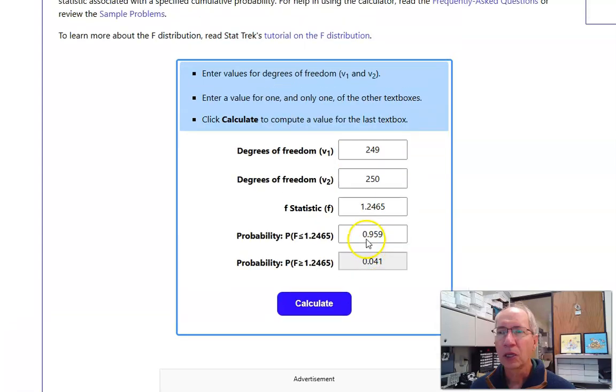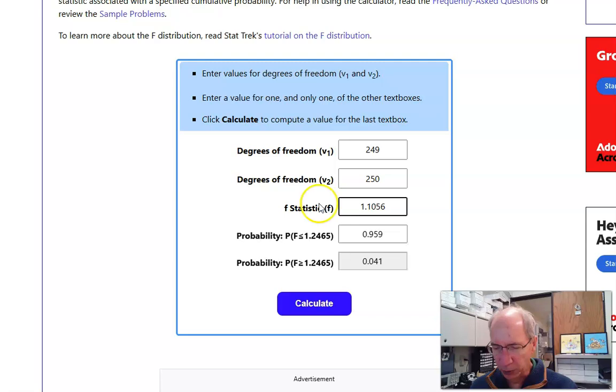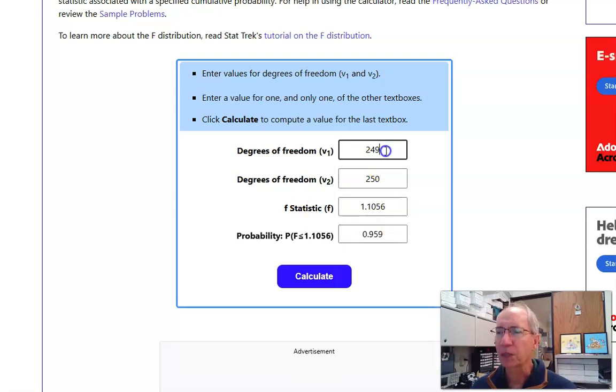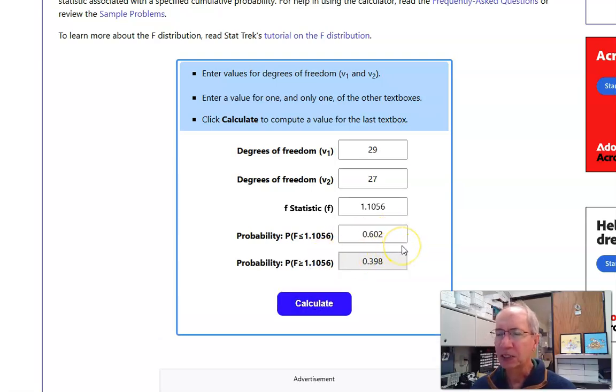Going to StatTrack, I have 1.1056 for the f-score. The numerator has n minus 1, 29 degrees of freedom. Denominator has n minus k, 27 degrees of freedom. Calculate the probability, and it says 60% chance. So the correct score would be 60% chance that the 3 decades have a different mean. That'd be the correct way of doing it.